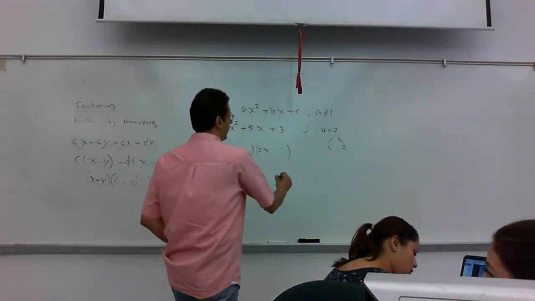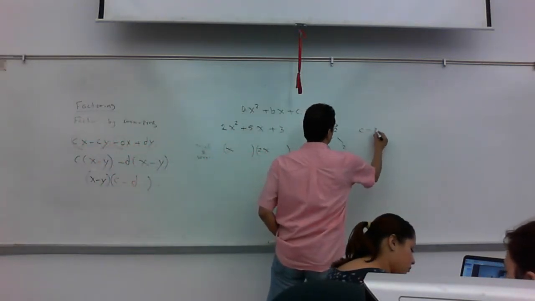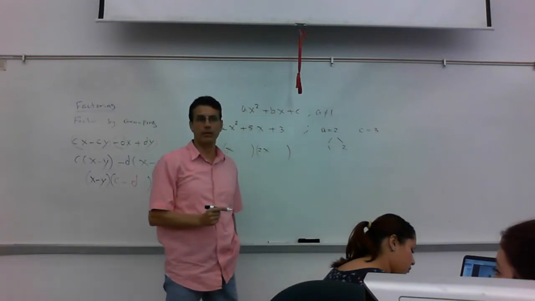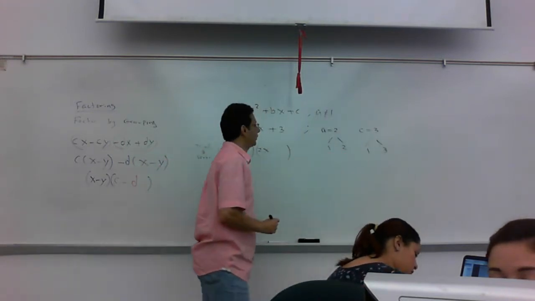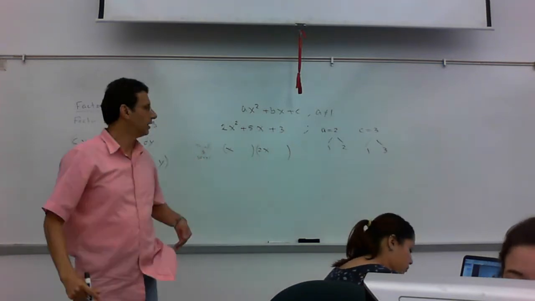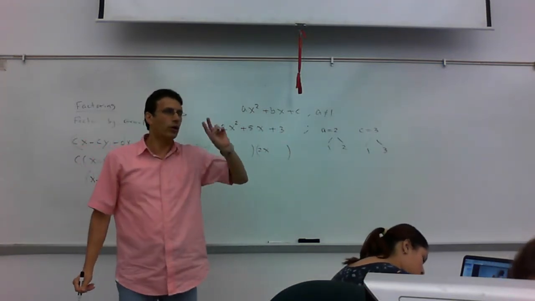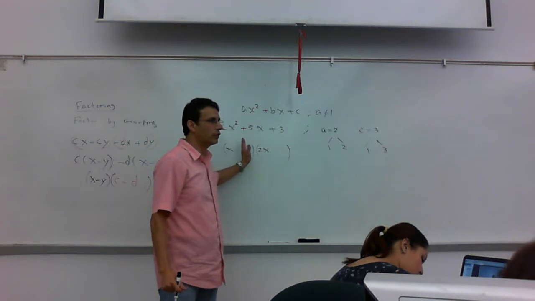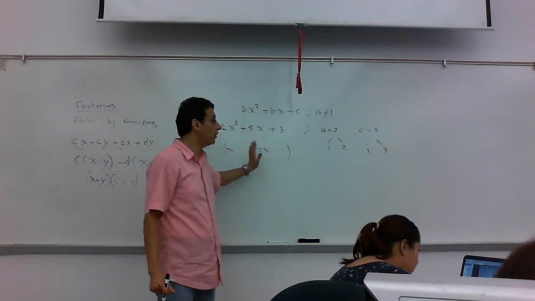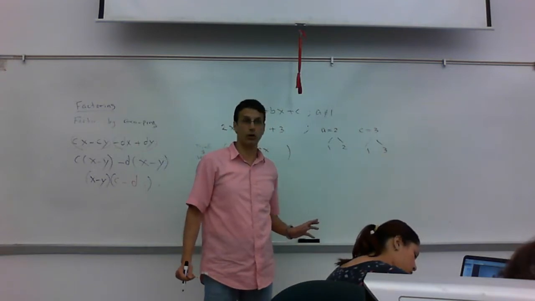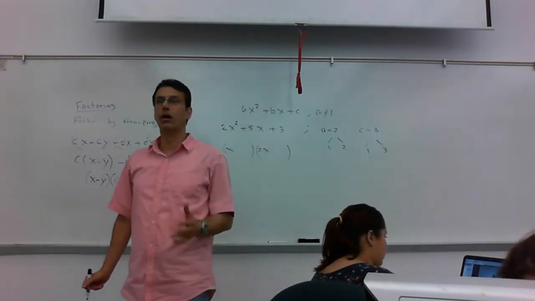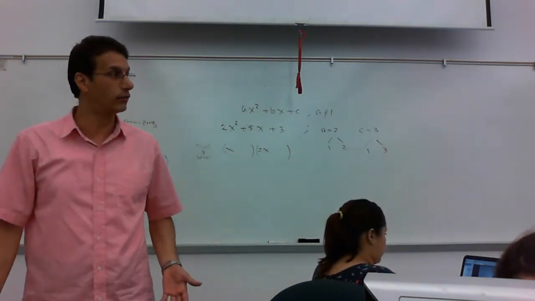And what about C? That is also a prime number, isn't it? So you have no choice but to use 1 and 3. The only thing is, where do we put it? Do I put the 1 here? Do I put the 3 here? Or vice versa? Do I use both of them positive or both of them negative? Are you with me? Because negative 1 times negative 3 is also positive 3, right?